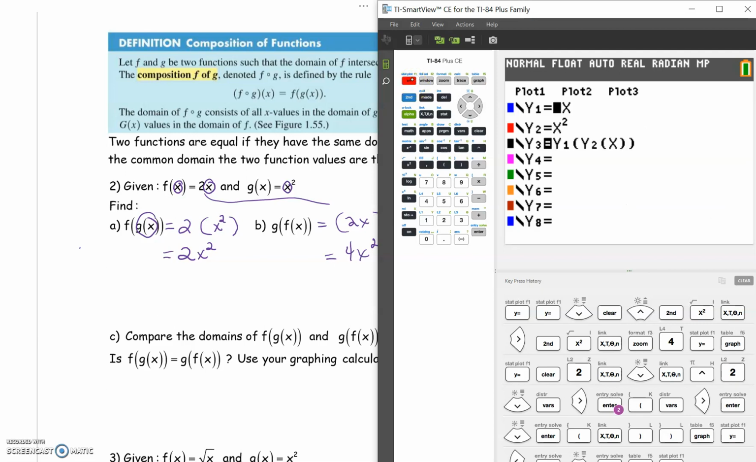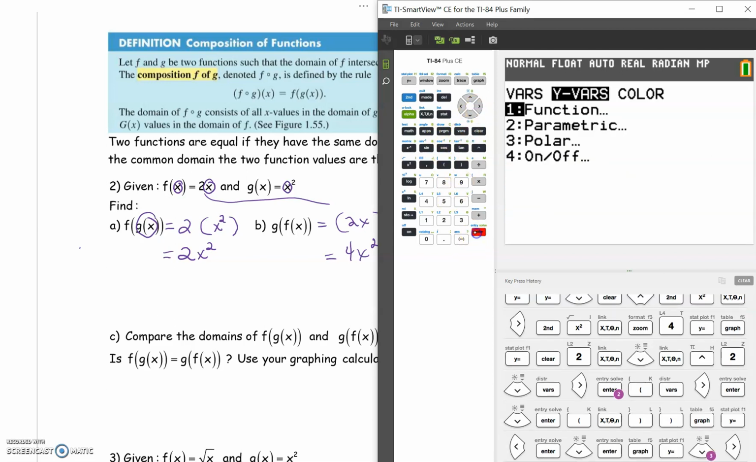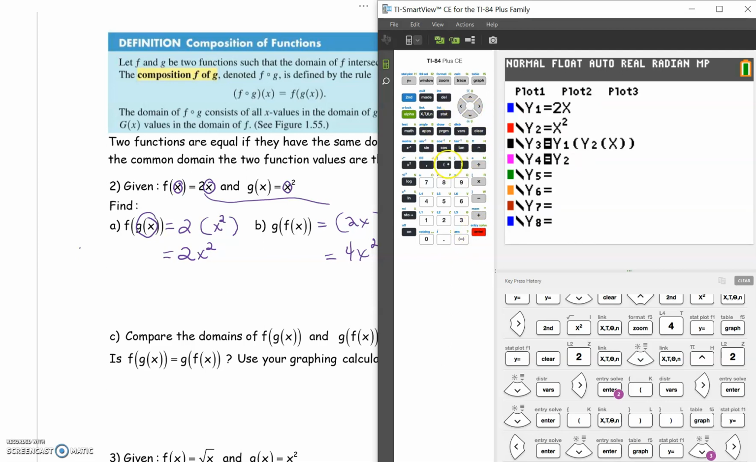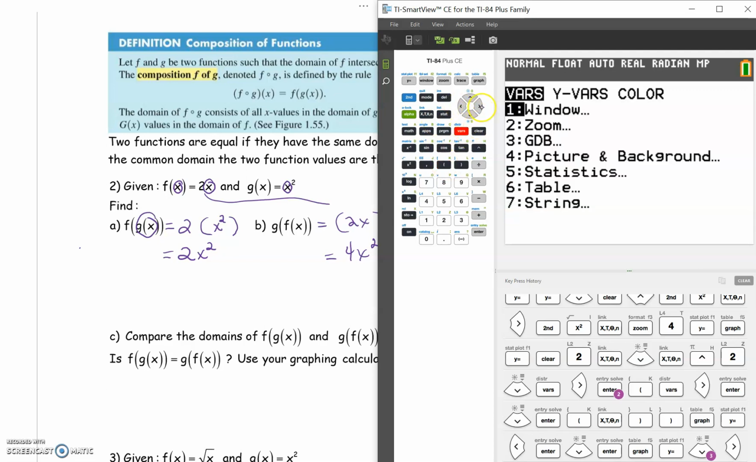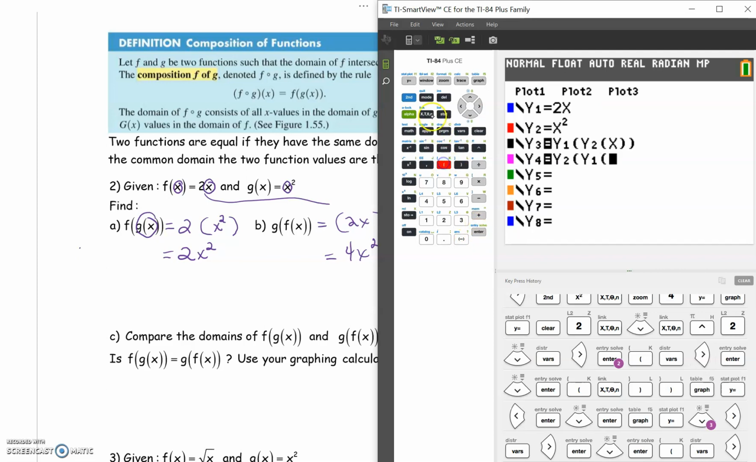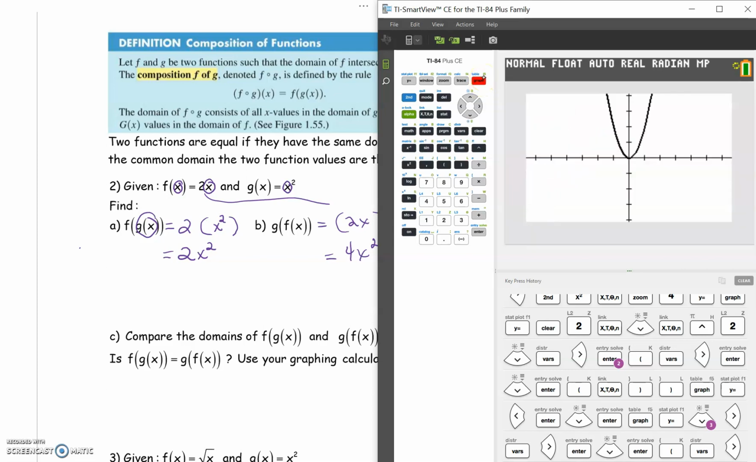So I'm going to go to y equals, and let's say I wanted g of f of x. So I will temporarily, actually we could leave that on. I go to vars, y vars, function, go down to y2, yeah, that was our g, then a parenthesis, then go back to vars, y vars, function, y1, parenthesis x. Okay, so now the black function will be f of g of x, and the pink will be g of f of x. There we go. So they're definitely not the same function.